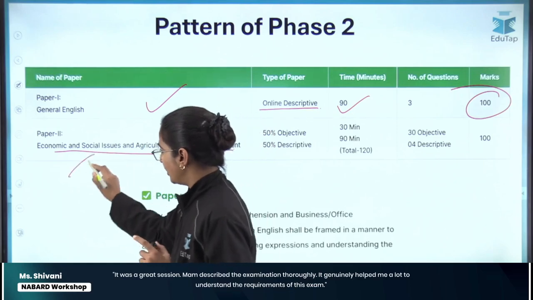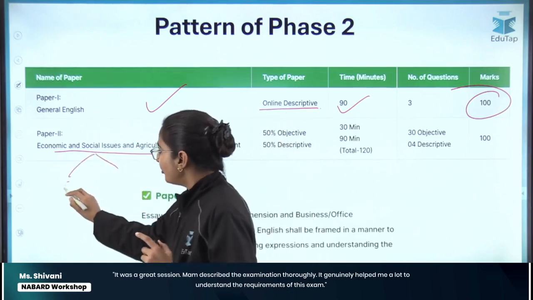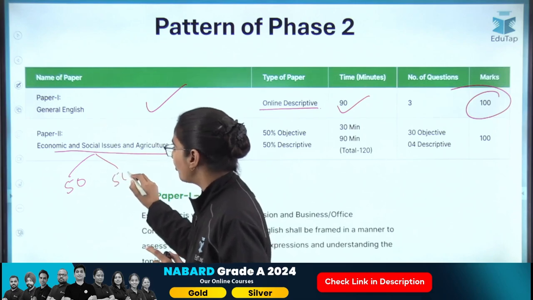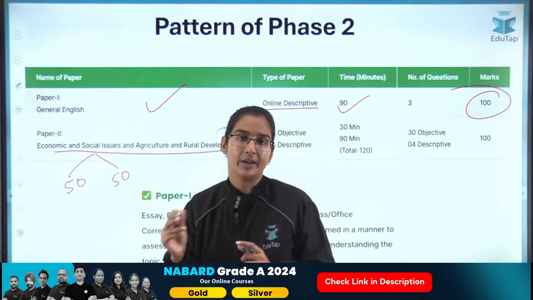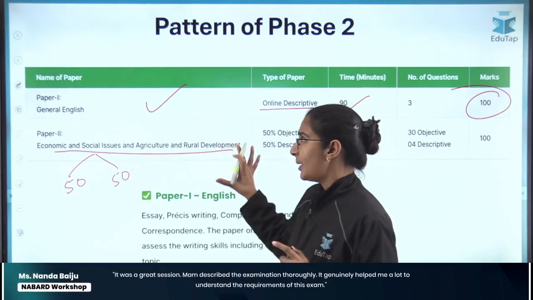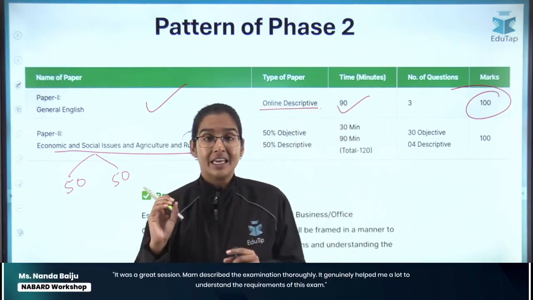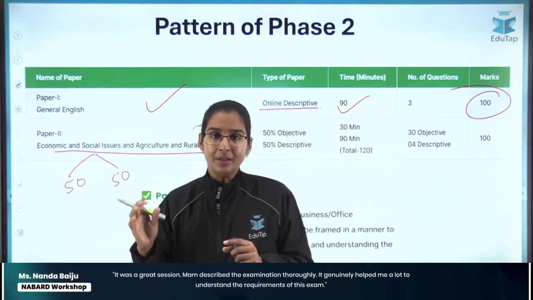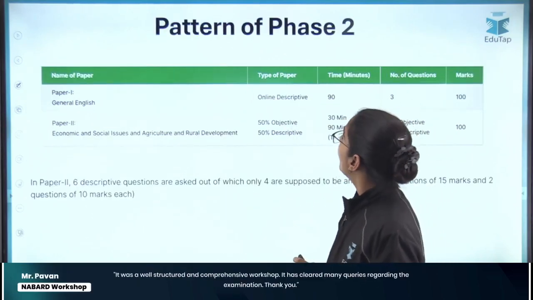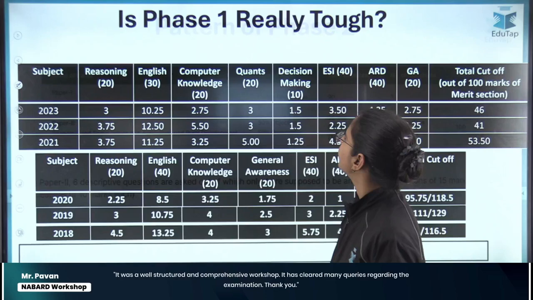In this paper, basically students, it is of 100 marks. 50 marks worth of the paper will be objective in nature and 50 marks worth of the paper will be descriptive in nature, right? So this is the second thing which you have to keep in mind. So this is the pattern. I'll discuss each and every component in depth in the coming slides. So just be patient. Okay, this is something we have seen, right?